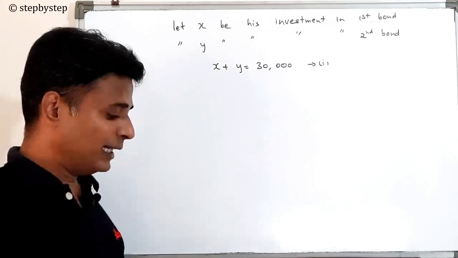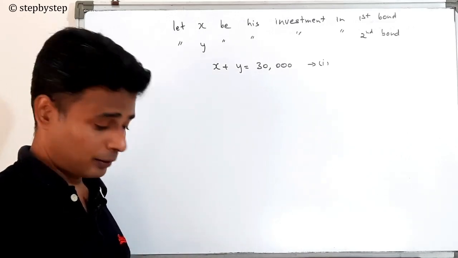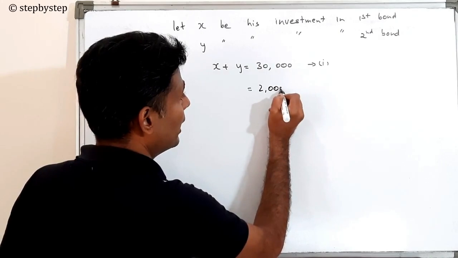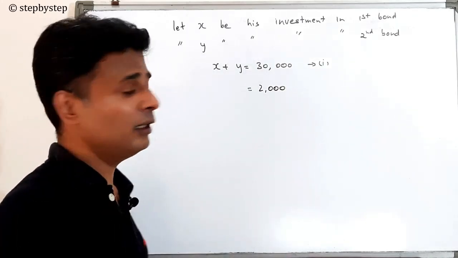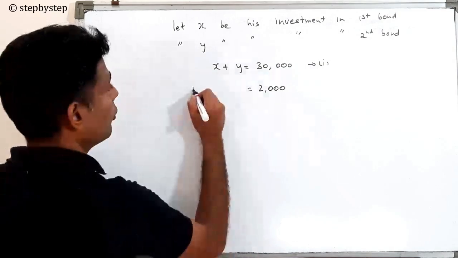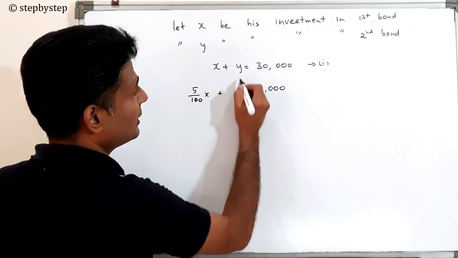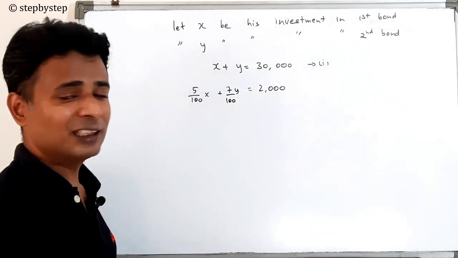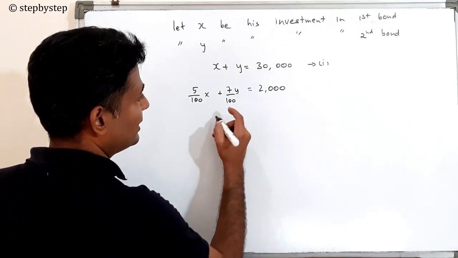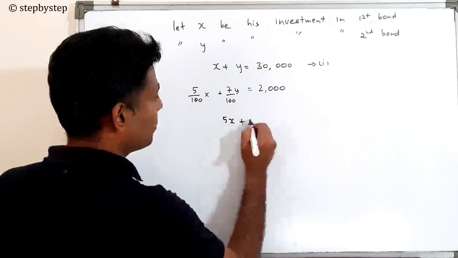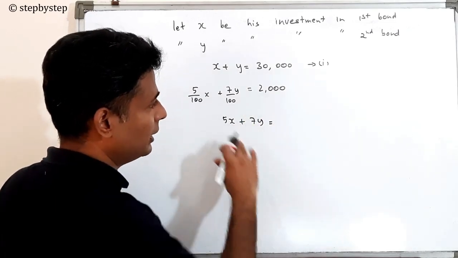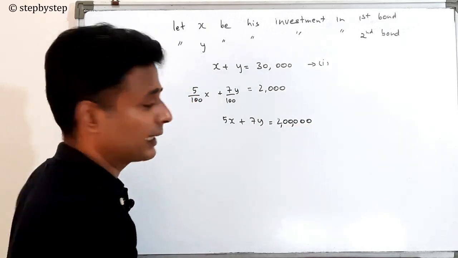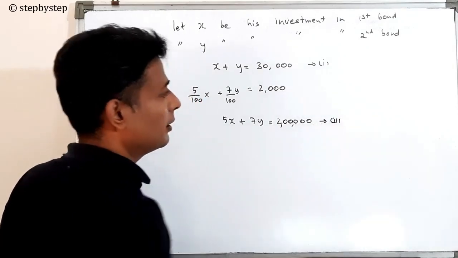Then they say on one he earns 5% and on the other 7%. His total earnings are 2,000. So what have they given? His total earnings have been given. How much is his total earning? 5% on the first bond, so 5 by 100 of X, plus 7% on the second bond, so he is earning 7 by 100 Y. This is how much he is earning on both bonds. So if I take the LCM, it's 100 itself. So I get 5X plus 7Y whole by 100 equal to 2000. So I transpose 100. So 2000 into 100 becomes 2 lakhs. So this is our second equation.